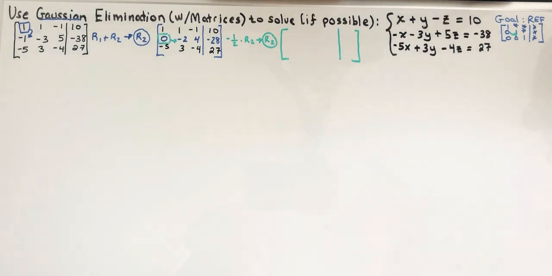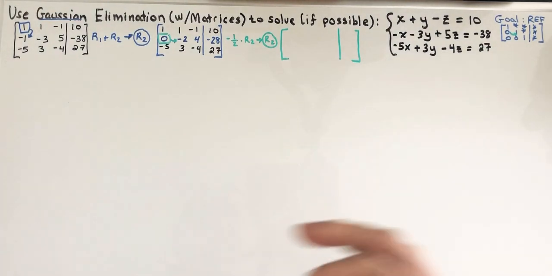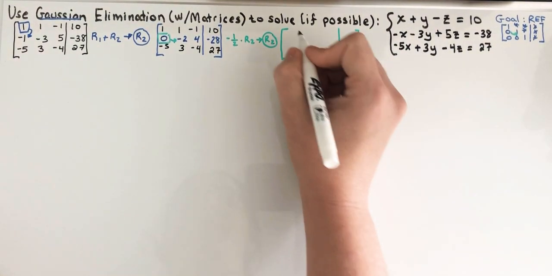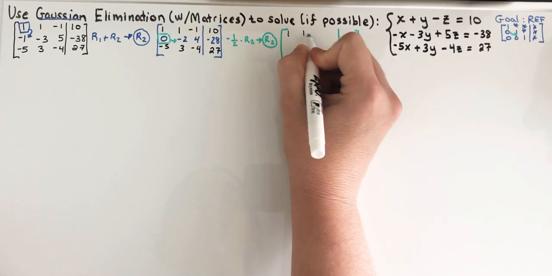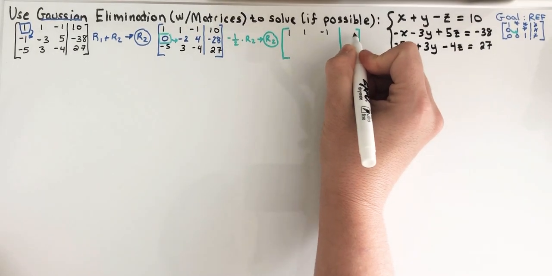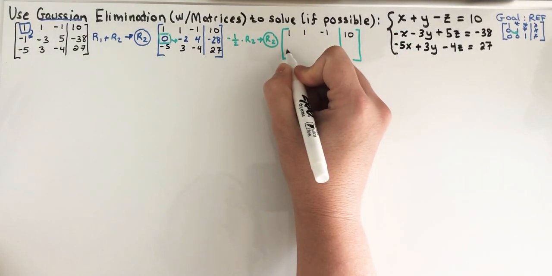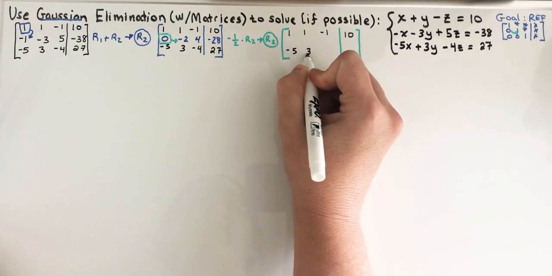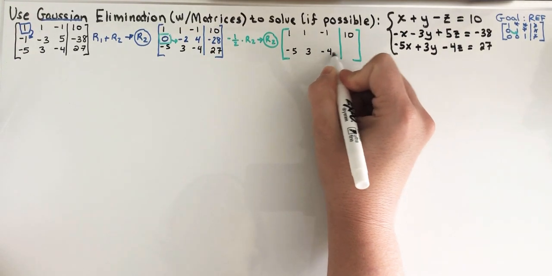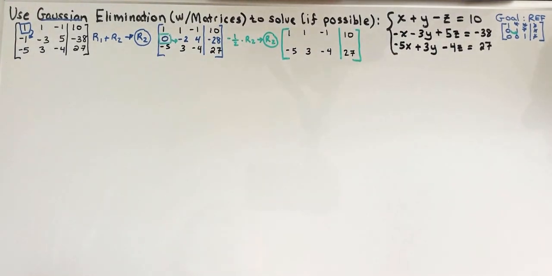And again, I like to take a second and copy and paste the unchanged rows from the previous step. So row 1 is unchanged. I'll keep that as 1, 1, -1, 10. Oops, sorry about moving the board there. And row 3 is unchanged in this step. So that's -5, 3, -4, 27. But row 2 is changing.